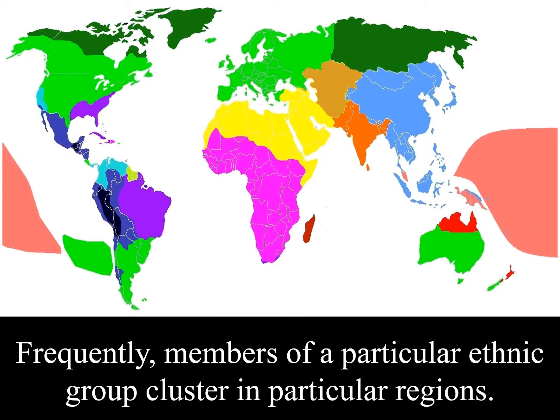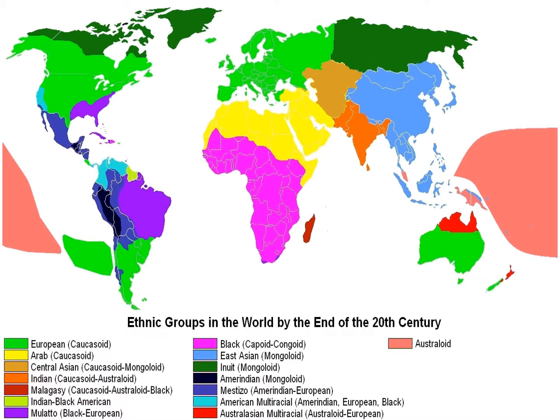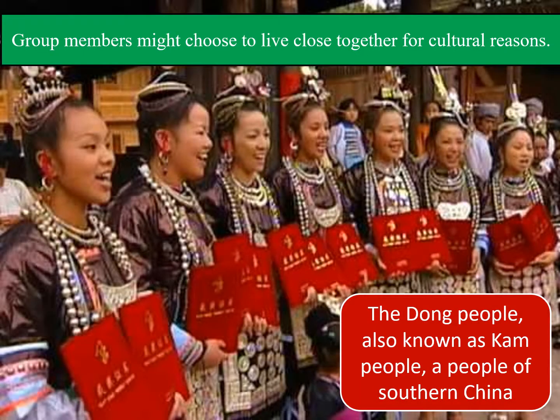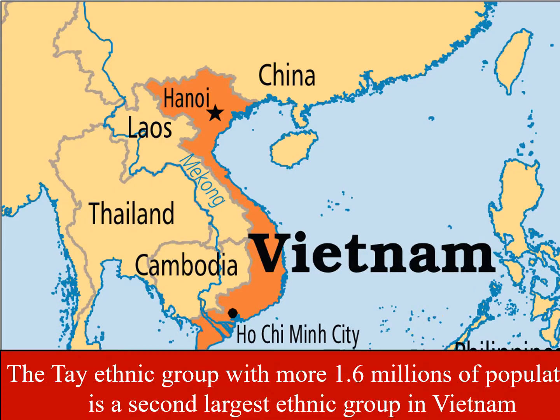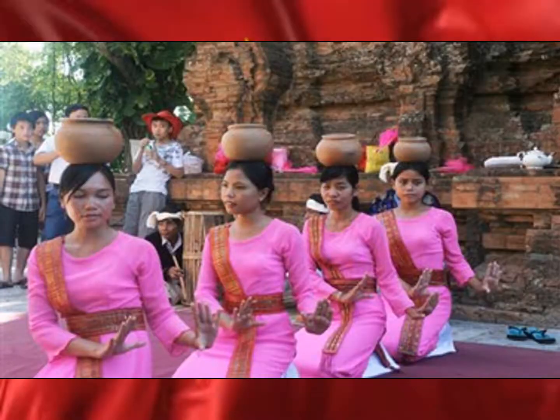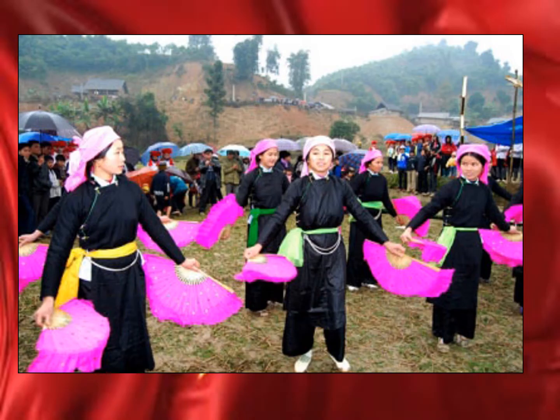Frequently, members of a particular ethnic group cluster in particular regions. Here we see a very basic map of different ethnic groups. Group members might choose to live close to each other for cultural reasons. In Vietnam, the Tay ethnic group, with more than 1.6 million people, is the second largest ethnic group in Vietnam. They have their own cultural practices that are different from the larger Vietnamese.